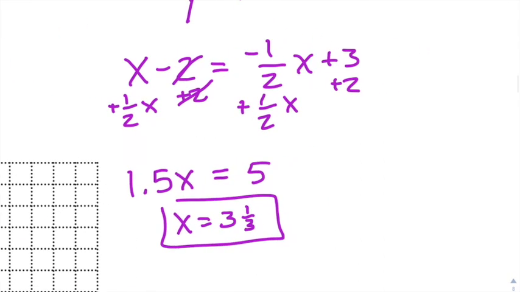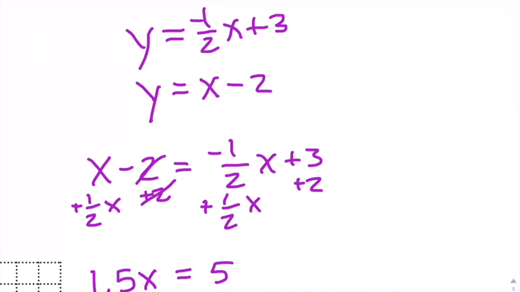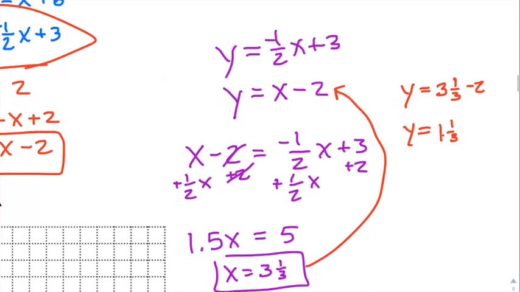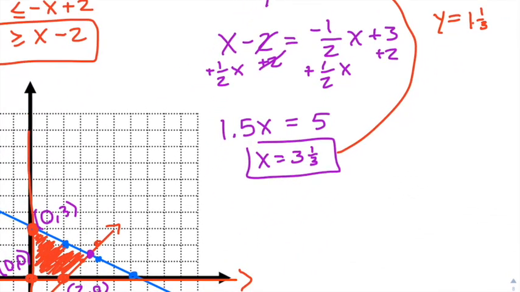Now I need to go find the y that goes with that by plugging it back into one of these two equations. So I'm going to actually plug it back into that one. So that would be y equals 3 and 1/3 minus 2. So that'll be 1 and 1/3. So that is where those cross there. Not very clean there. Probably should change the numbers.